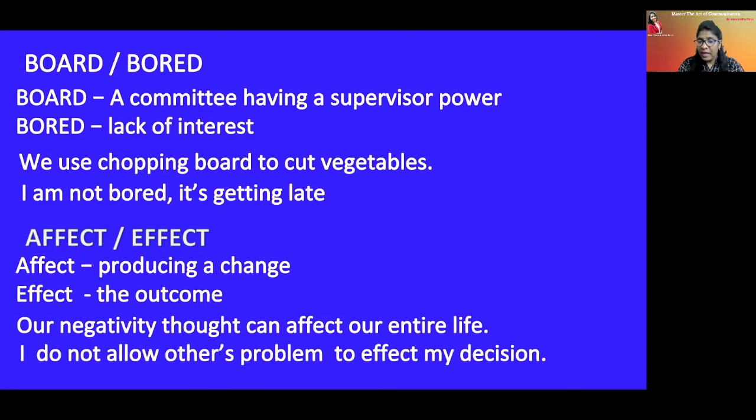Effect, for example, I've given here, is the outcome. I do not allow others' problems to affect my decision. People are easy to give opinions and suggestions. When it comes to their own issues, they don't ever discuss, they keep silent. So people are there to change your mind. As far as you are strong in your decision, nothing can affect you.